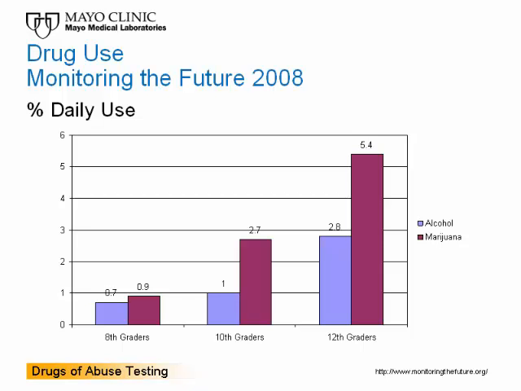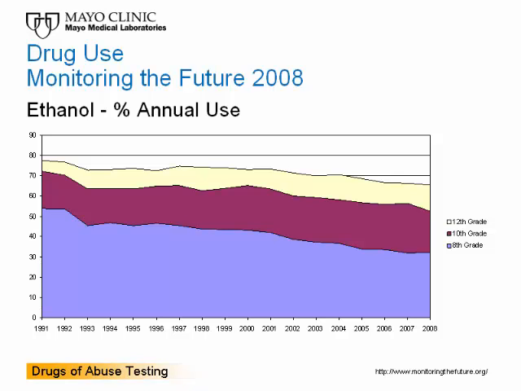Now, if you break out the daily use category, what I've done here is shown you 8th, 10th, and 12th graders broken out as individuals, comparing alcohol and marijuana use. Alcohol being the blue bar and marijuana being the purple. Now, I remind you, this is daily use. And if you focus on the 12th graders, about 2.8% of them use alcohol daily, whereas what's interesting is about 5% use marijuana daily.